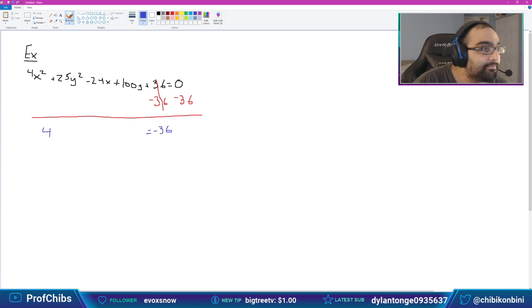All right. Let's take a look here on the left-hand side. I'm just going to group the x guys together. So I'm going to have 4x squared minus 24x. I'm just going to shuffle the deck chairs around. Plus 25y squared plus 100y.